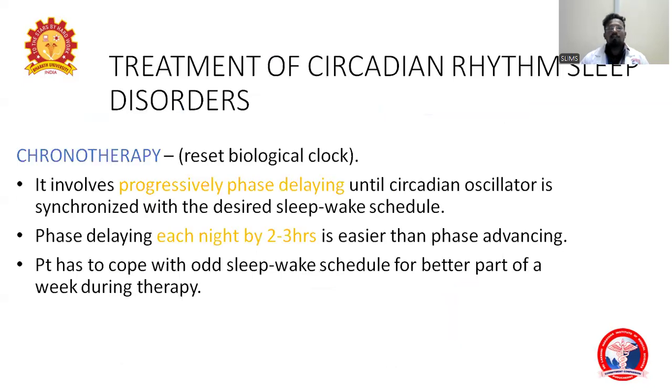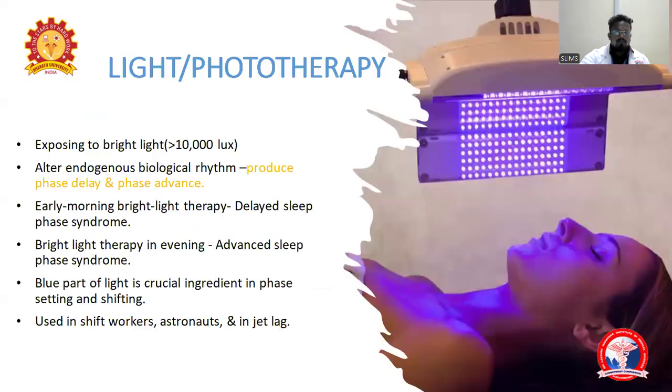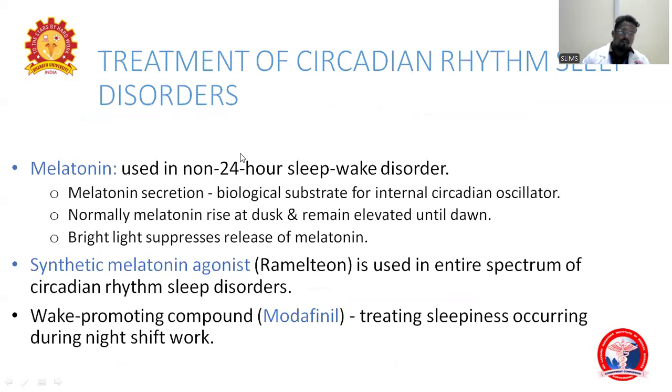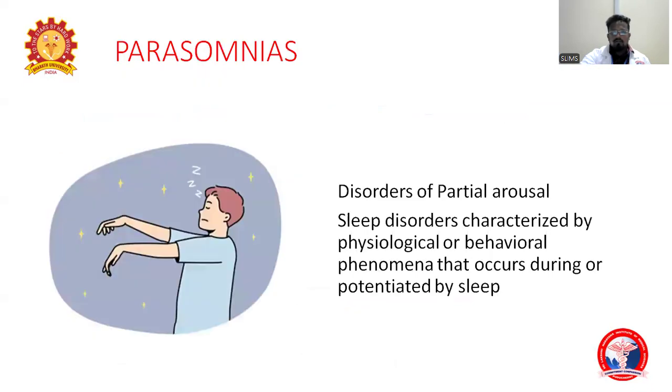The treatments of circadian rhythm disorders are chronotherapy, and light therapy or phototherapy can also be used for this kind of disorder. Usually, melatonin can be prescribed. Synthetic melatonin, ramelteon, can be given. Wake-promoting agents like modafinil can be given if the patient has excessive sleepiness.